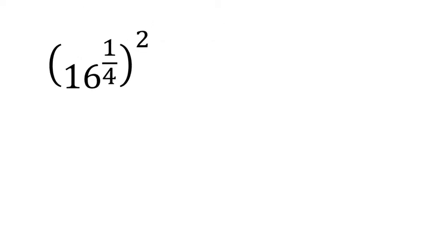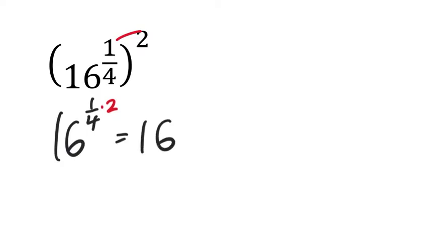So remember your exponent rules, right? Let's take the 2 and multiply it by the 1/4. So it's 16 to the power of 1/4 times 2, which really is 16 to the power of 1/2. You could just type this in, by the way, 16 to the power of 1/2, and it would give you the answer. But I'm going to take the long route on this one.